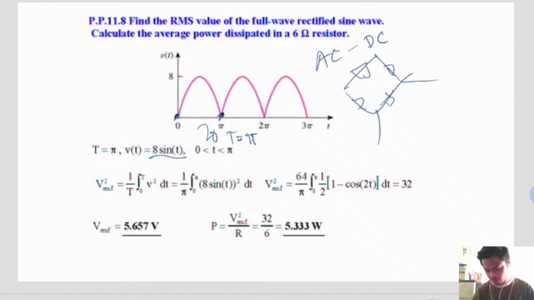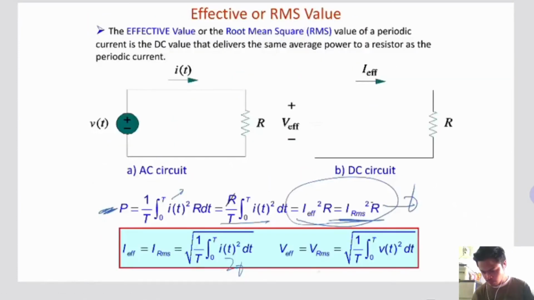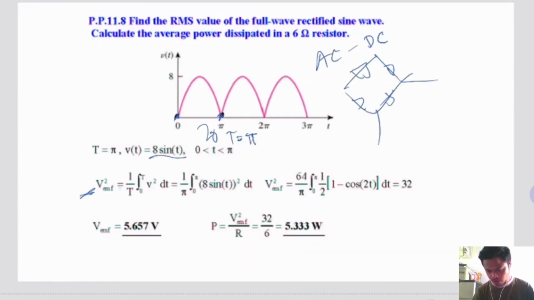We will also apply the formula for effective voltage, this one here. V squared equals 1 over T integrated from 0 to T of V squared dt. We have the function evaluated from 0 to pi, and that gives us 5.67 volts. The average power can be computed as 5.33 watts.